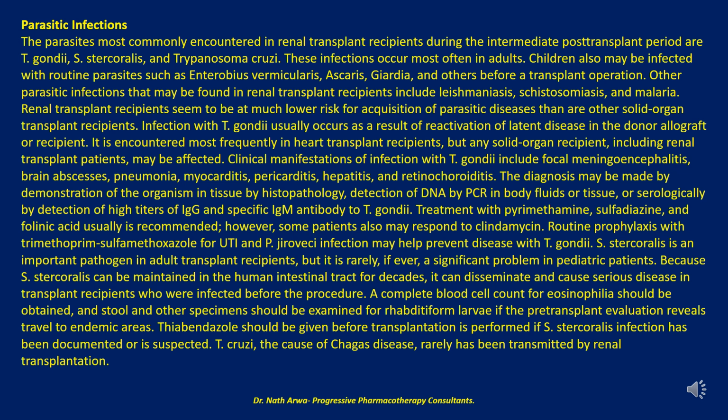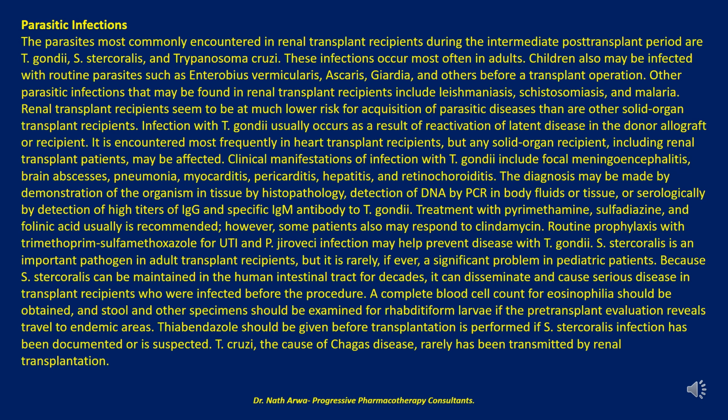Other parasitic infections that may be found in renal transplant recipients include leishmaniasis, schistosomiasis, and malaria. Renal transplant recipients seem to be at much lower risk for acquisition of parasitic diseases than are other solid organ transplant recipients. Infection with Toxoplasma gondii usually occurs as a result of reactivation of latent disease in the donor allograft or recipient. It is encountered most frequently in heart transplant recipients, but any solid organ recipient, including renal transplant patients, may be affected.